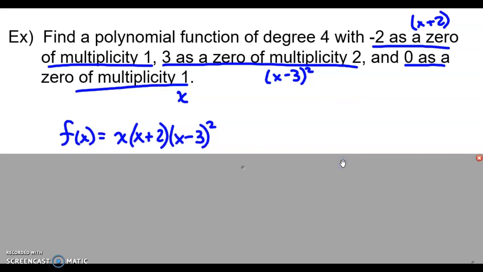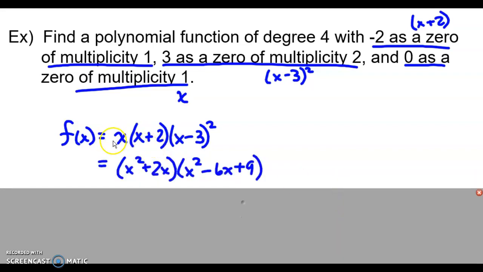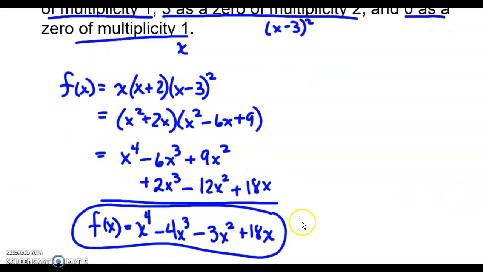So we have these three factors we want to multiply together. You can multiply in any order, whatever works for you. For me, it was easy to multiply these first two, and then also go ahead and multiply out the x minus 3 times x minus 3. Remember, it's times itself, so you will get that middle term. And then you can take x squared times all of this, 2x times all of this, combine some like terms, and I did it vertically because I think that's easier, and got my final function of x to the fourth minus 4x cubed minus 3x squared plus 18x.